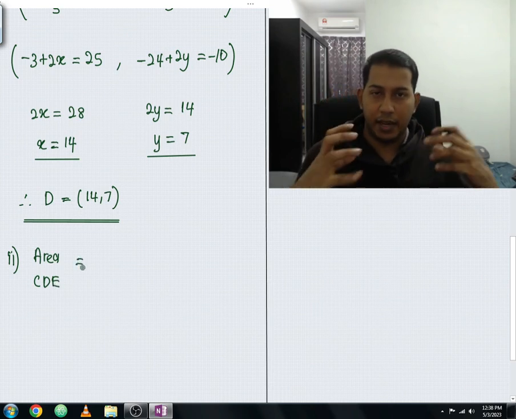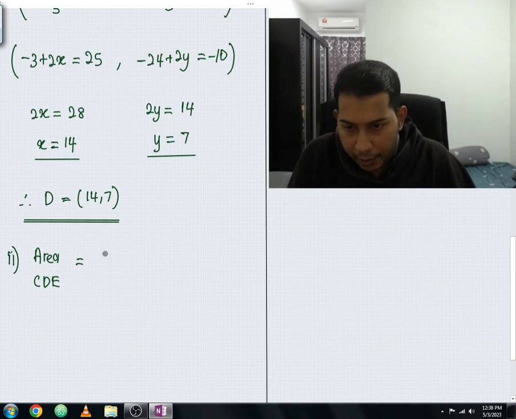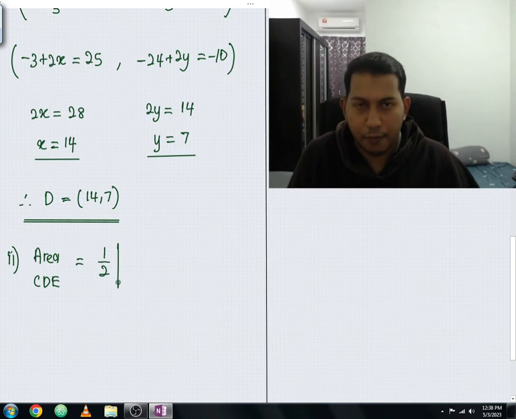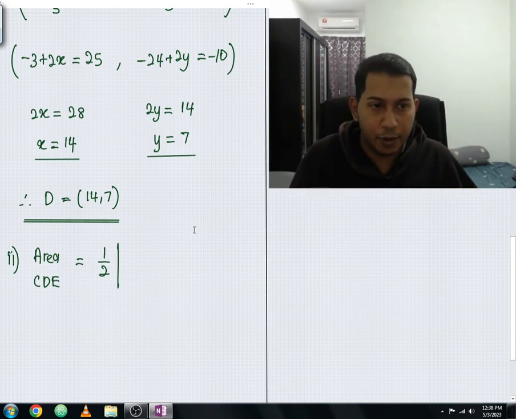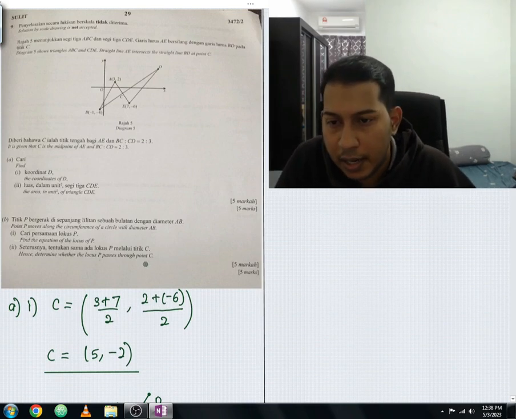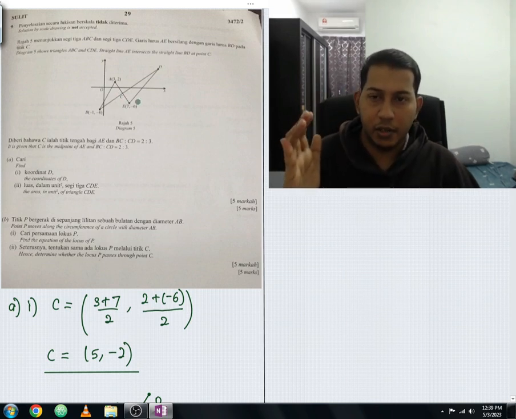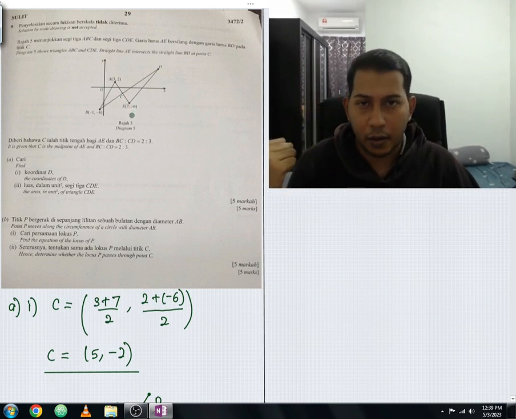Okay, regardless of area of triangle or polygon or whatever shape it is, it will be 1 over 2, and then within the modulus. Okay, now I'm going to teach you how to solve the question. Okay, so since we are dealing with the triangle CDE, the direction on which way you want to take the coordinate, it doesn't matter if you want to take it counterclockwise or clockwise.